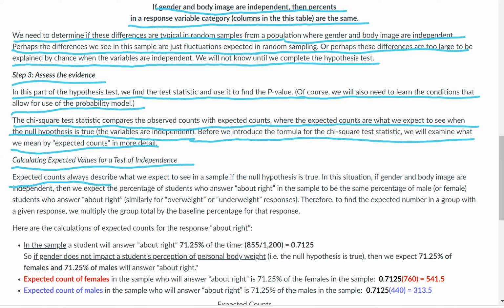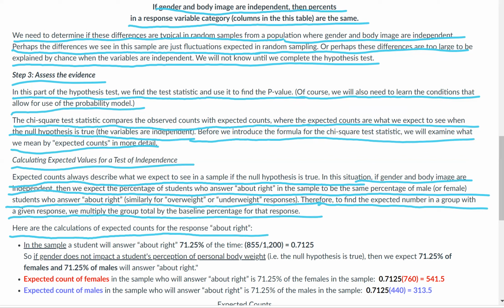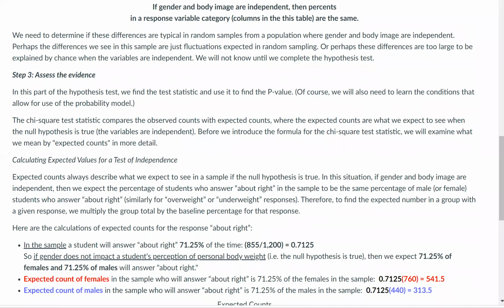Expected counts always describe what we expect to see in a sample if the null hypothesis is true. In this situation, if gender and body image are independent, then we expect the percentage of students who answer about right in the sample to be the same percentage of male or female students who answer about right. Similarly for overweight and underweight responses. Therefore, to find the expected number of a group with a given response, we multiply the group total by the baseline percentage for that response. Here are the calculations of expected count for the response of about right. We'll scroll down and look at that now.